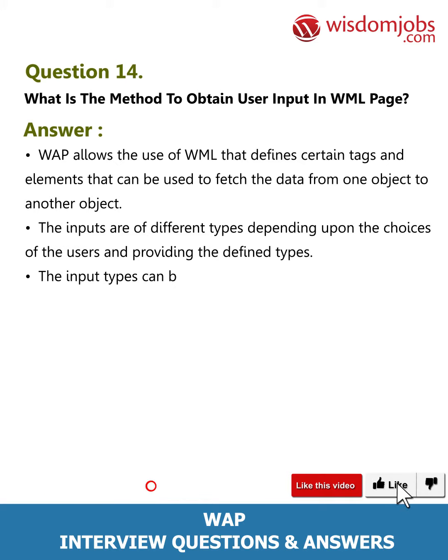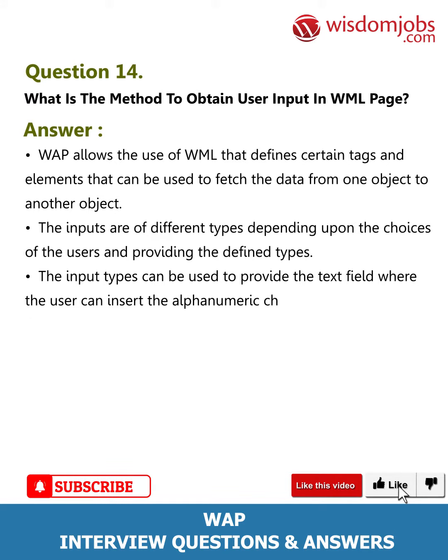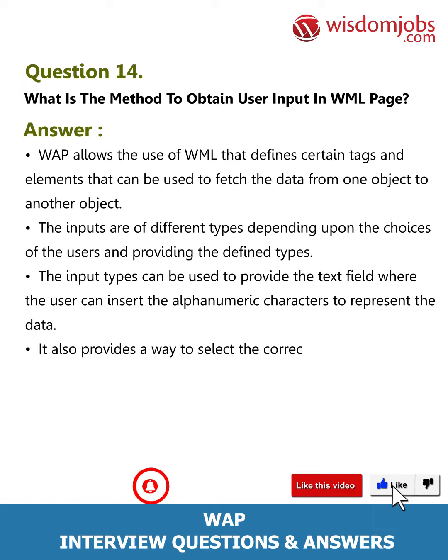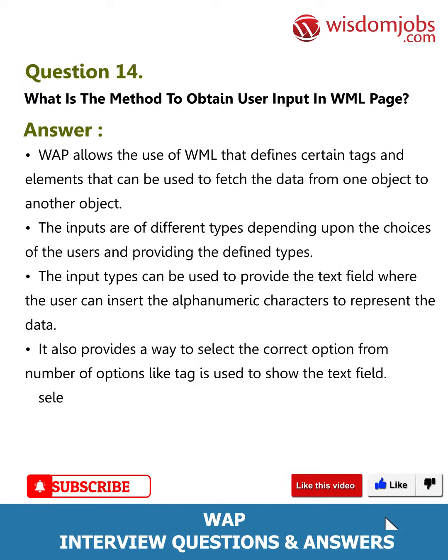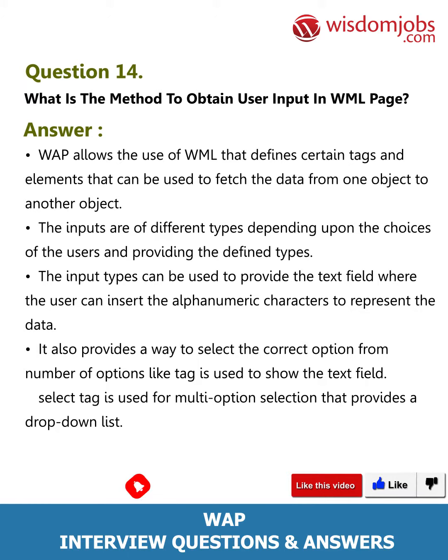The input types can be used to provide the text field where the user can insert the alphanumeric characters to represent the data. It also provides a way to select the correct option from number of options, like the input tag is used to show the text field. Select tag is used for multi-option selection that provides a drop-down list.